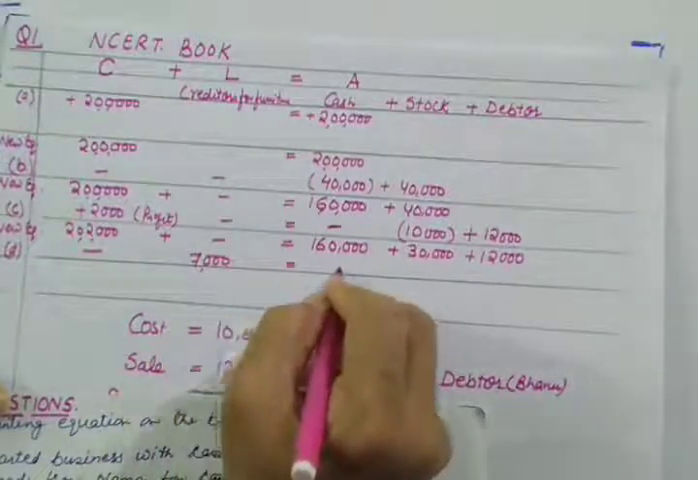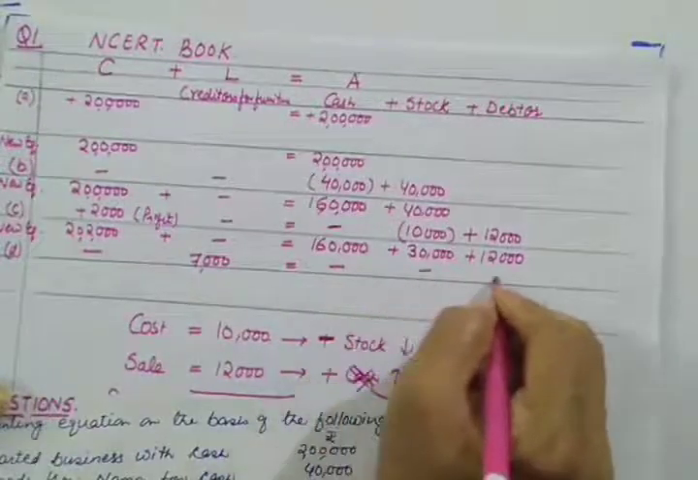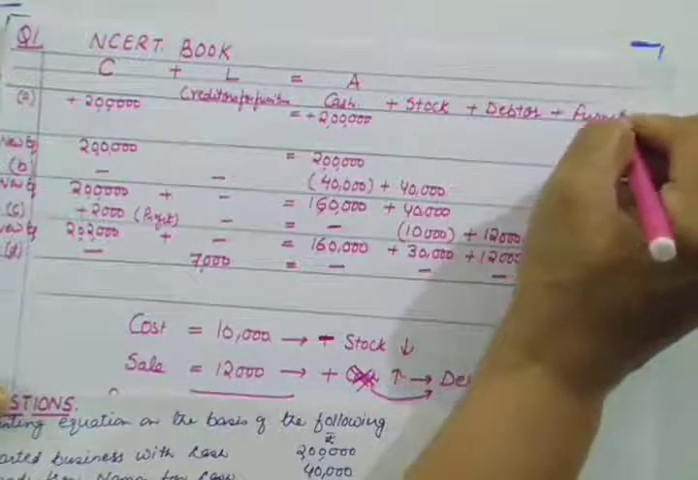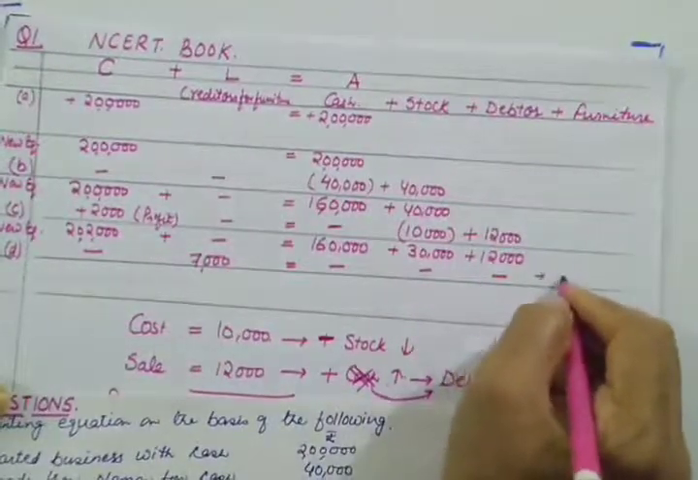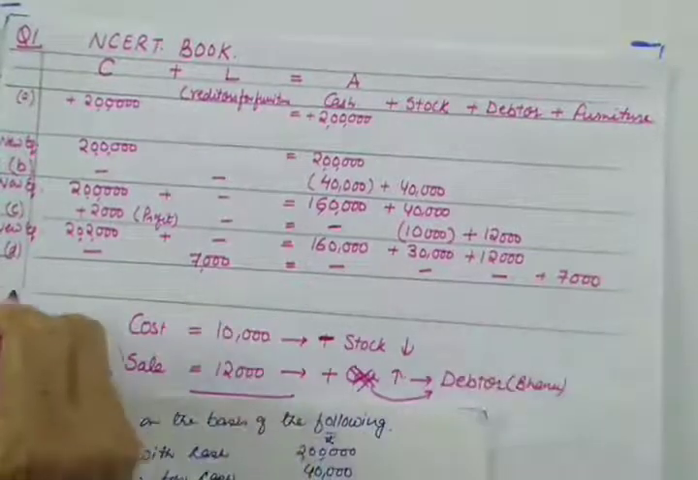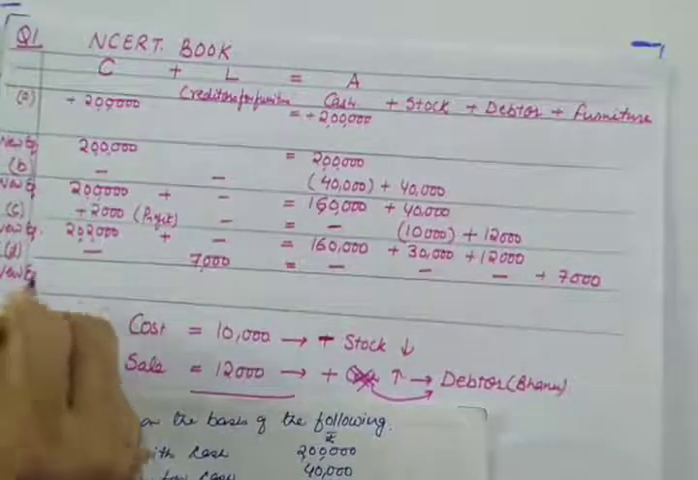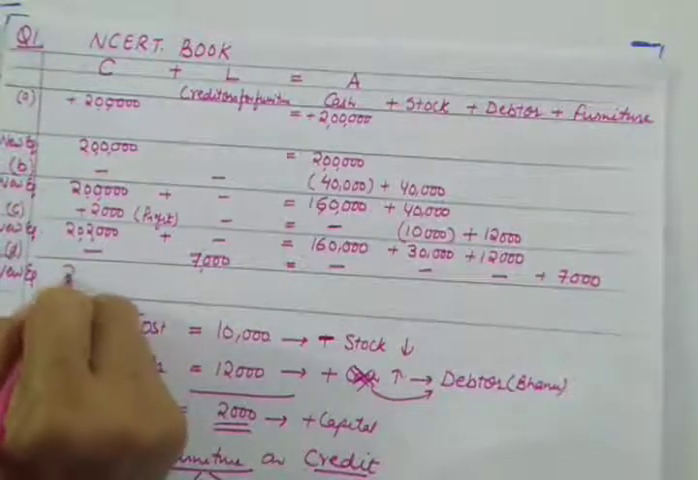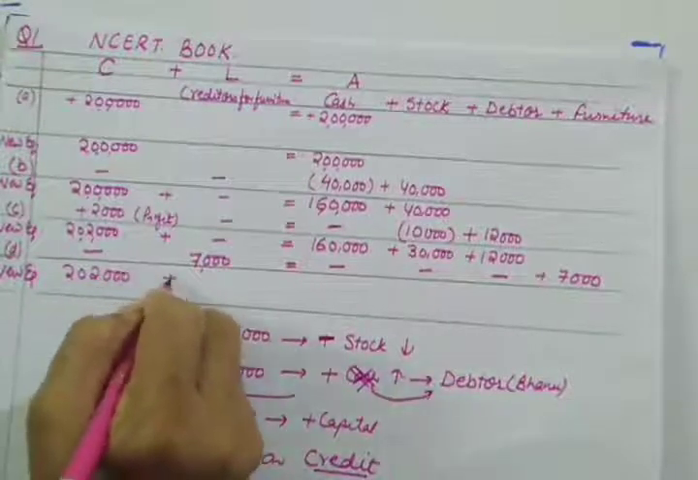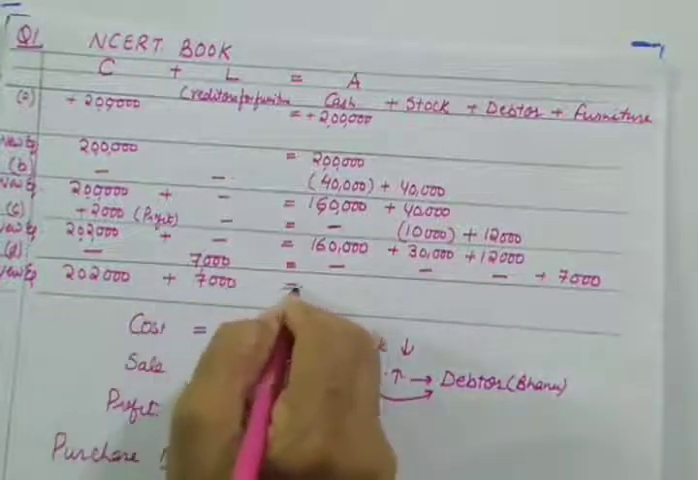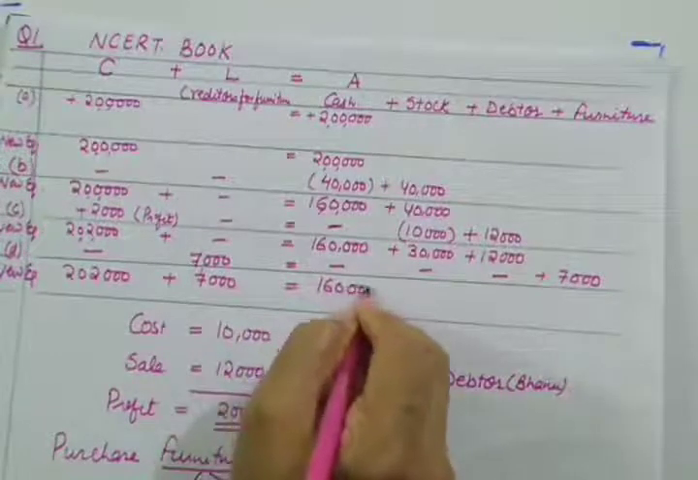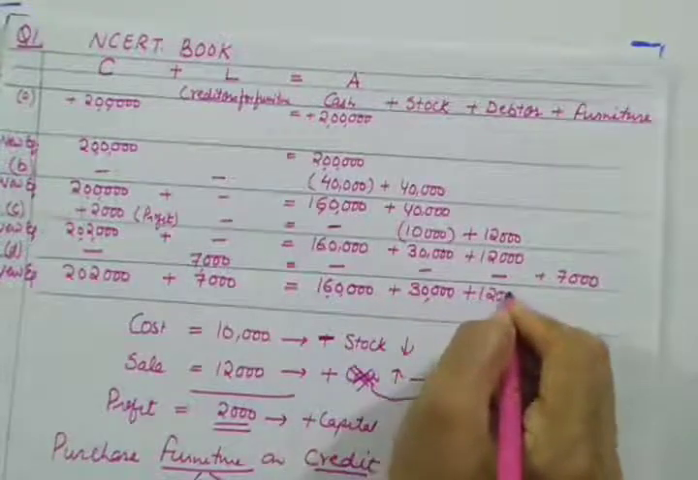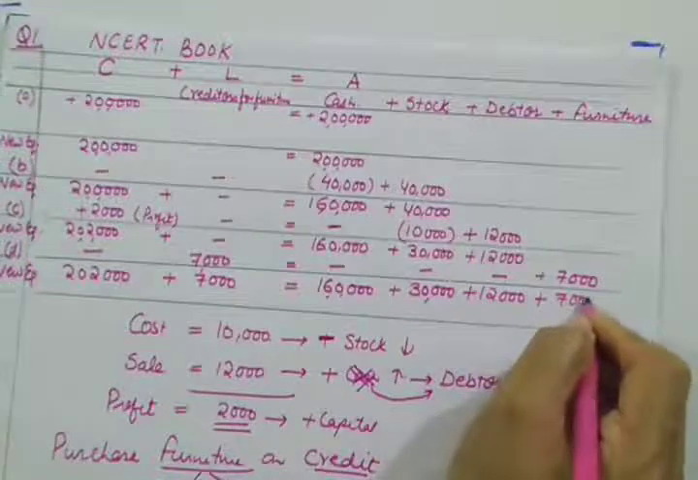Yes. No change in cash, no change in stock, no change in debtor. A new item. What is the name of this new item? Furniture. And what is the amount? It is 7,000. So let us see new equation after this transaction. So new equation after this transaction will be 2,02,000 plus 7,000 is equal to 1,60,000 as it is. No change. No change in stock, no change in debtors, no change in furniture.